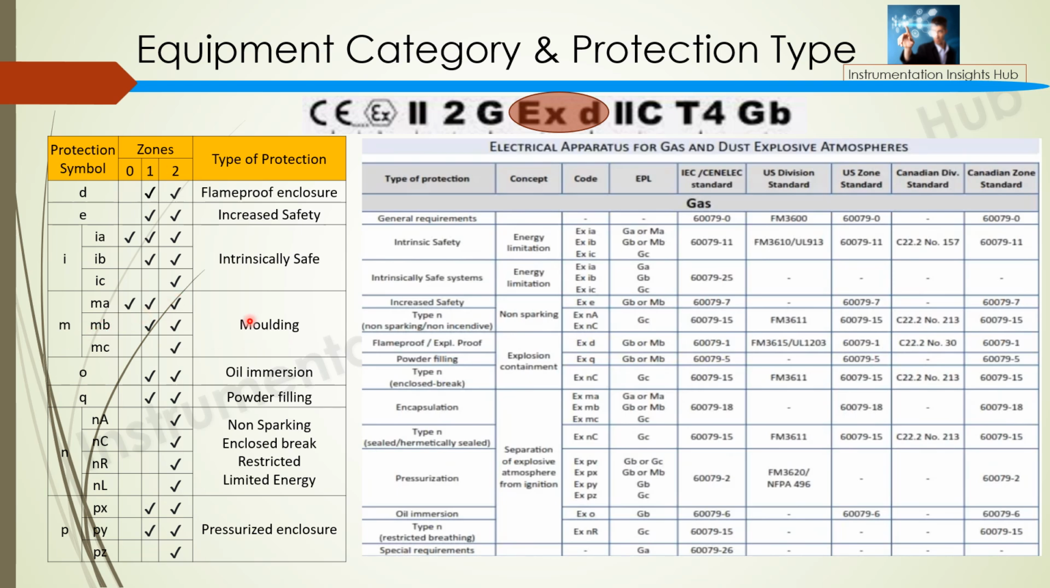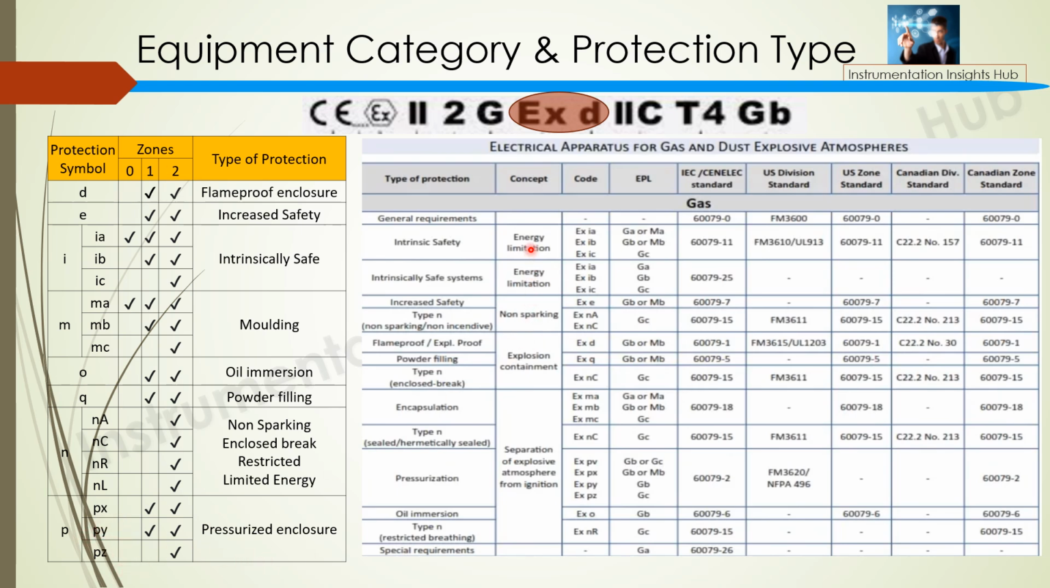Ma, moulding. These are the techniques, protection symbols, by which we can protect the instrument or equipment, and they can be used in such areas. Likewise, if I see a protection technique being used in that equipment, then it can be used in zone 2. So oil immersion, powder filling, q, and nA, nC, nR, nL, non-sparking, enclosed break, restricted breathing, limited energy, and pressurized enclosure is Px, Py and Pz.